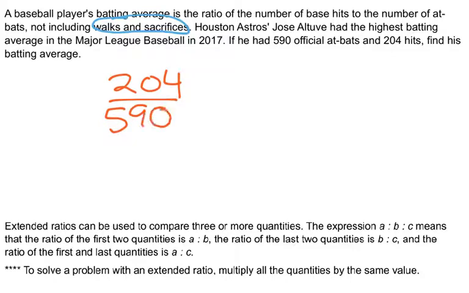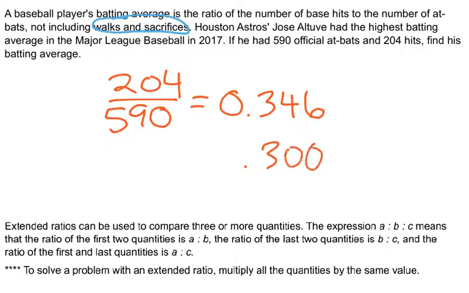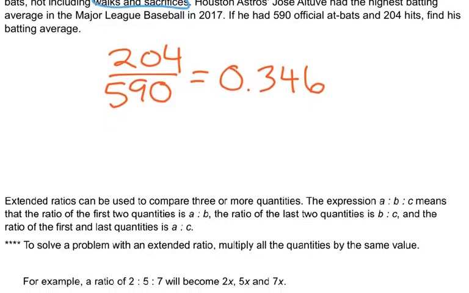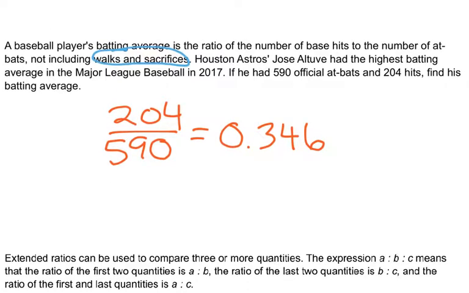So that's the ratio. Now the way they do batting average is they will divide this, and they will round it to 3 decimal places. So you get 204 divided by 590, which gives you .346 when you round it to 3 decimal places, which, if you know anything about baseball, that is really good. If you can hit .300, then that's a very successful year. So .346 is outstanding. That's why he won MVP this year. Anyways, that's how we set up a ratio. In this case, it was the amount of hits over official at-bats.